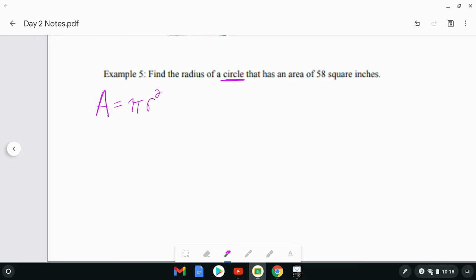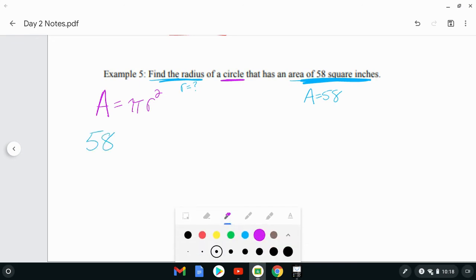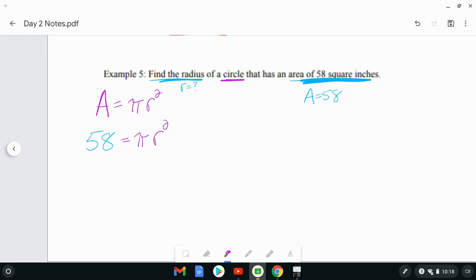Area equals pi r squared, right? Plug in what we know. It's telling us, it doesn't have it on a diagram, but it's telling us that the area is 58 square inches. So A equals 58, and the radius says find, so obviously we don't know it yet. A is 58 equals pi. Remember, pi is just a number, r squared.